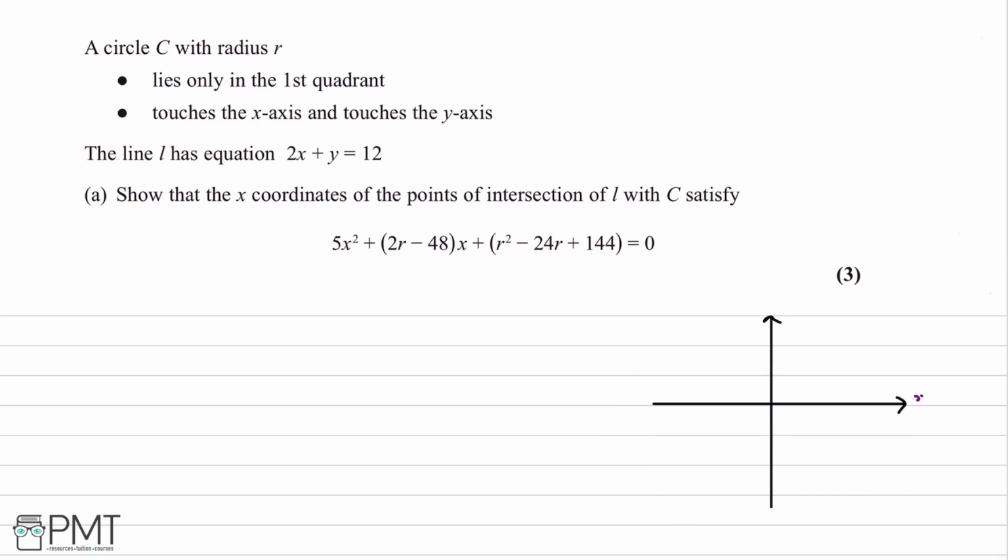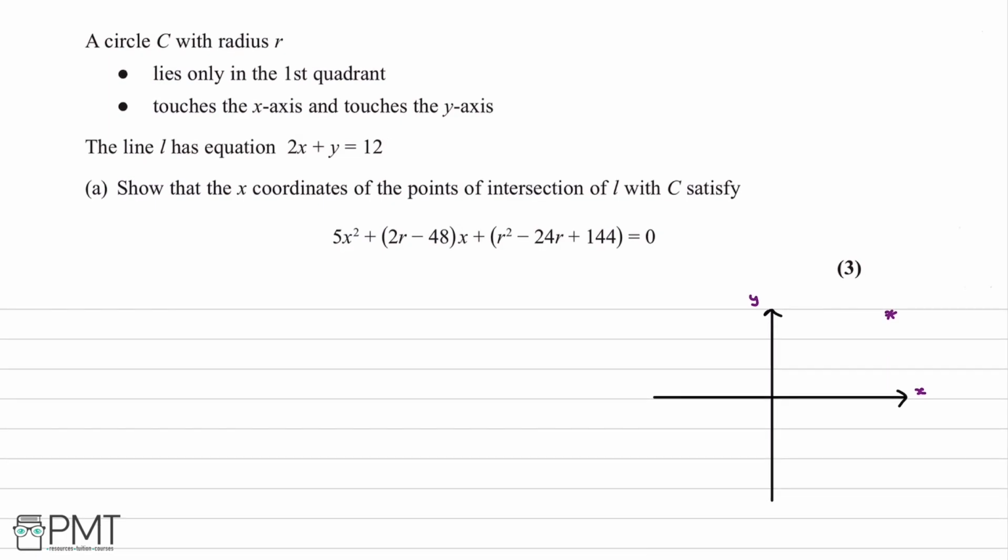So this is our x-axis and our y-axis. So we know the first quadrant is this. So we know that the circle only lies here, and we know that it's going to touch the x-axis here and the y-axis here. So we know our circle will look something, not exactly, but something like this. So we now need to have a think, what form will the equation take?